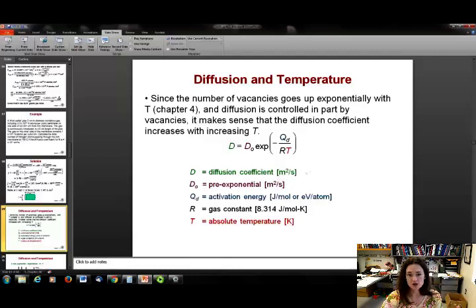So the activation energy is given by Qd, and that's how much energy it takes to create that vacancy to get the diffusion to happen, and that's in joules per mole, and sometimes it's given in kilojoules per mole, or it can be given in electron volts per atom. If you give the units in electron volts per atom, then instead of RT, where R is the gas constant, you plug in kT, where k is Boltzmann's constant. The temperature is in Kelvin, and D naught is just a little pre-exponential that's usually derived from experiment.